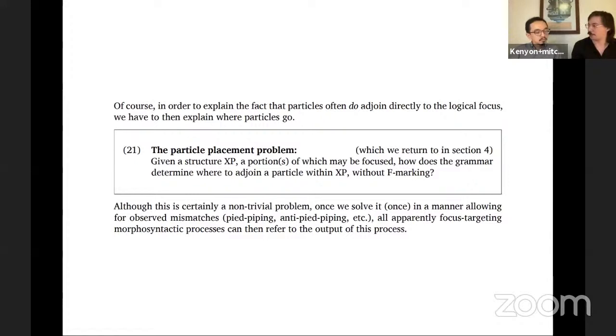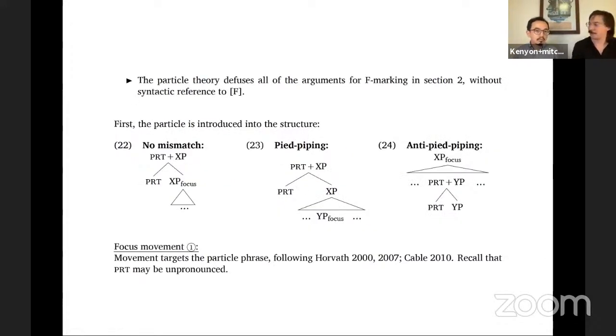For the rest of this conversation, which I think can proceed without needing this to be explicitly spelled out, once we solve it, if we can, in a manner that allows for the observed mismatches, all of the apparently focus targeting morphosyntactic processes that you just mentioned can be cashed out again as referring to the output of this process, which crucially makes no reference to an F mark in the syntax that has both semantic and phonological ramifications. So if a particle theory like this can exist, and I think it can, this will end up diffusing all of the arguments for F marking that you just mentioned without needing to reference this particular feature.